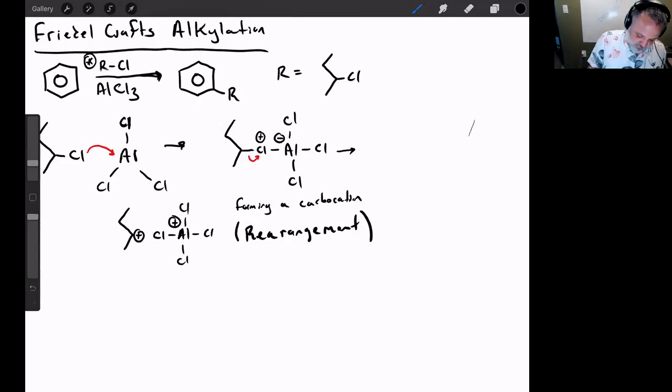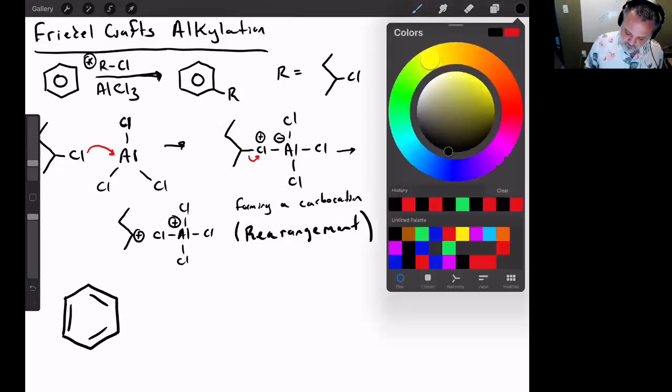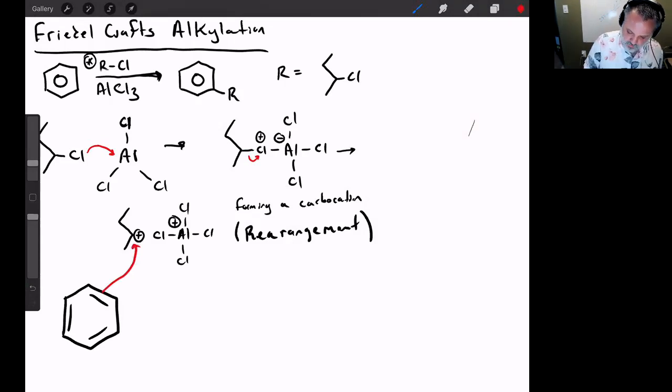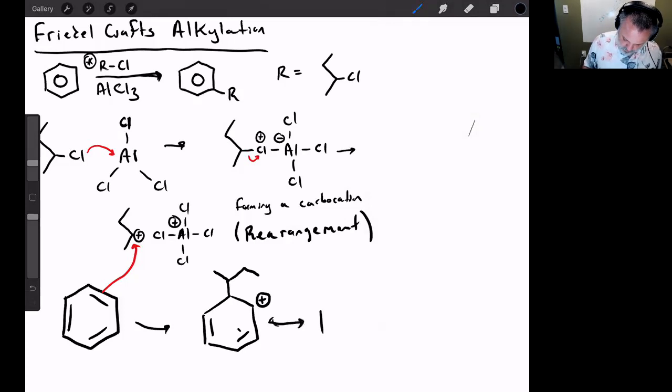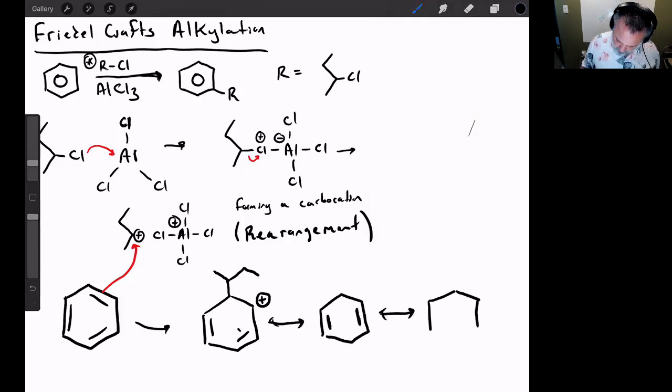And so at the end of the day, I'm going to show you the rest of the mechanism for this particular intermediate. Everything else starts off exactly the same way. Connected in that second position now, I've formed a sigma complex. The sigma complex is resonance stabilized.